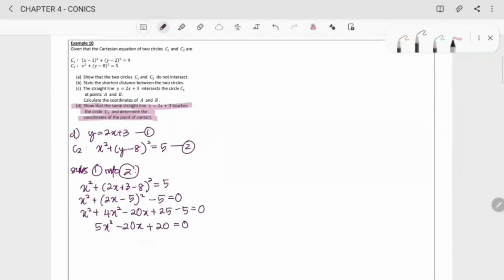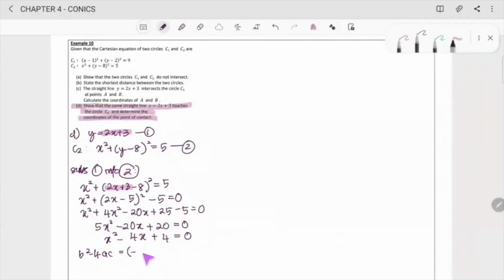So after you sub 1 into 2, rearrange and simplify until you get a quadratic. But then this is not the simplest quadratic. Do not key in the calculator yet. Simplify it first. Make sure the x squared is positive. Then key it in your calculator and get the factorization. But we need to show that it touches the circle, so we need to have b squared minus 4ac first.